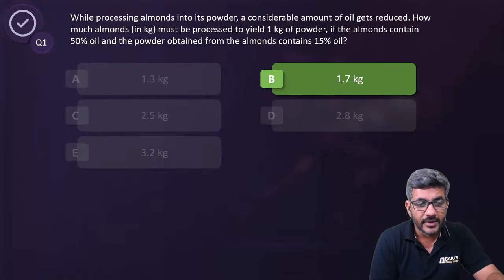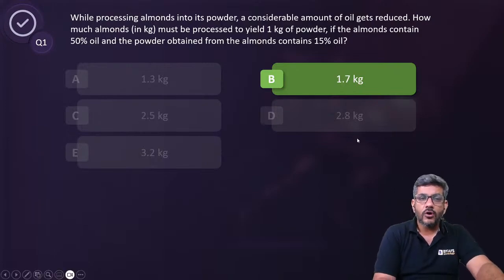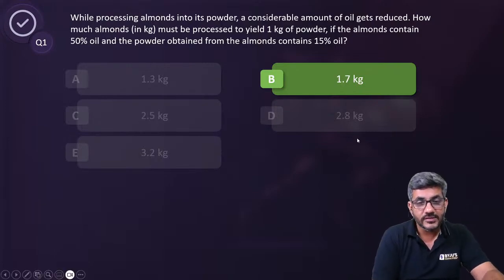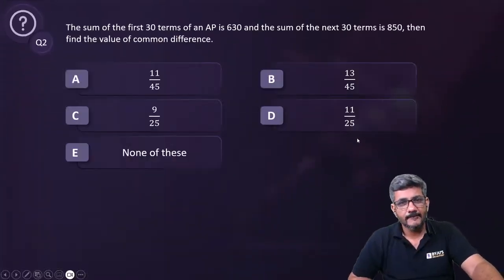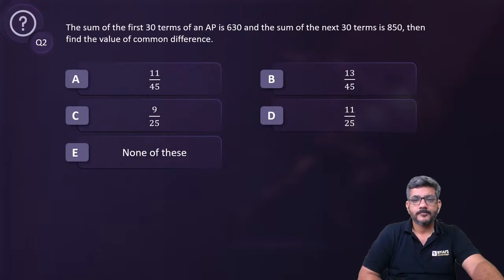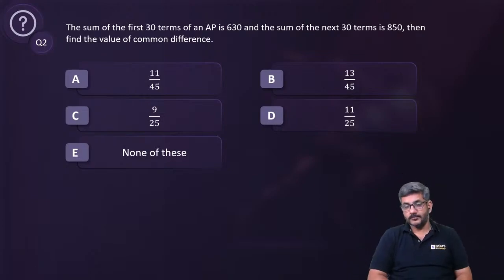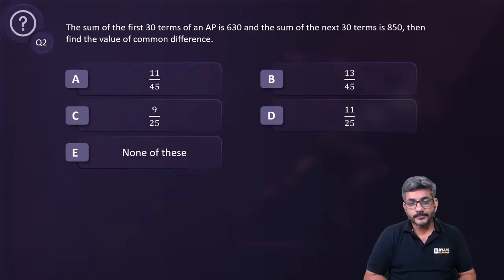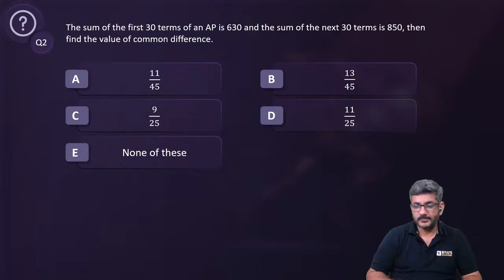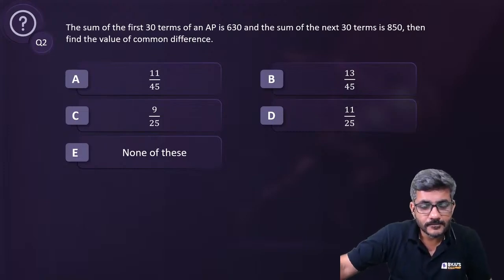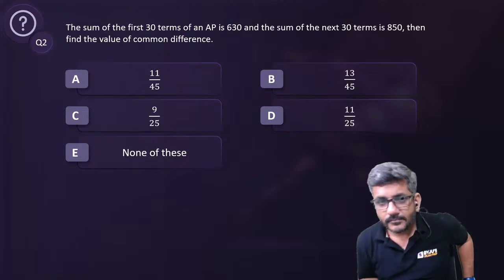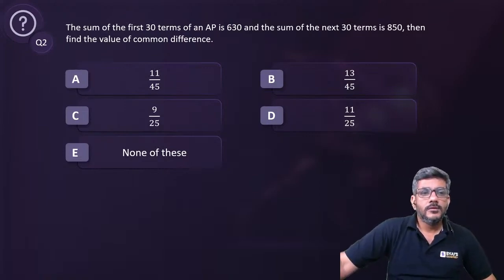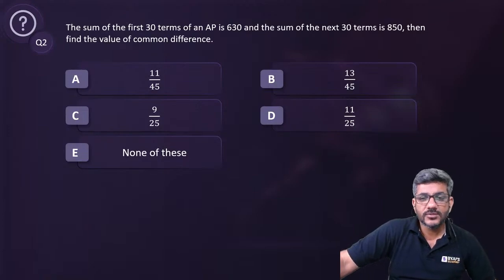I'll move ahead from here to question number 2 on your screen. It's here. Try it first. After that, we'll be doing it together. So what is the answer for this question number 2? Can I get some answers from your side as well?